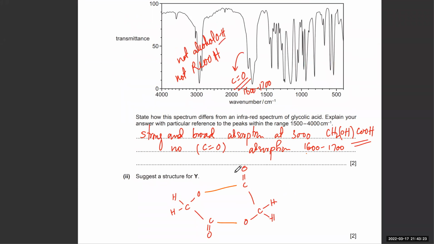And is structure Y fitting this description? It's got no OH, right? And it's got a carbonyl C=O bond. So it does have a carbonyl C=O, so it fits this description as well.